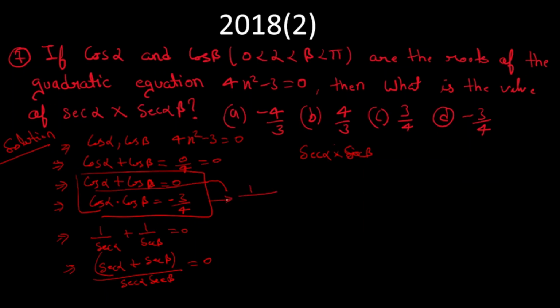So here we also find the value of sec alpha and sec beta. I also change cos alpha and cos beta into sec. So we get 1 upon sec alpha and sec beta equal to 3 by 4. So what we got is sec alpha and sec beta equal to minus 4 by 3. Now I put the sec alpha and sec beta product here.